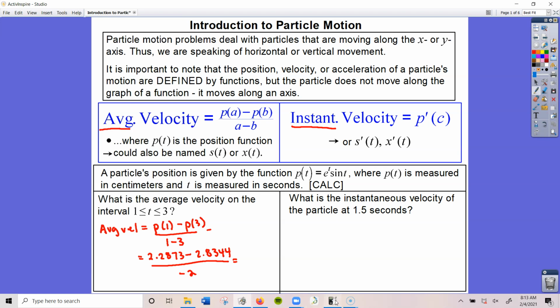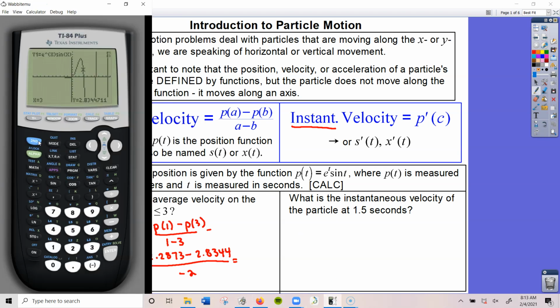So we're going to go back here. I'm going to exit. And I'm going to do 2.2873 minus 2.8344, divided by negative 2, which gives us 0.2735.